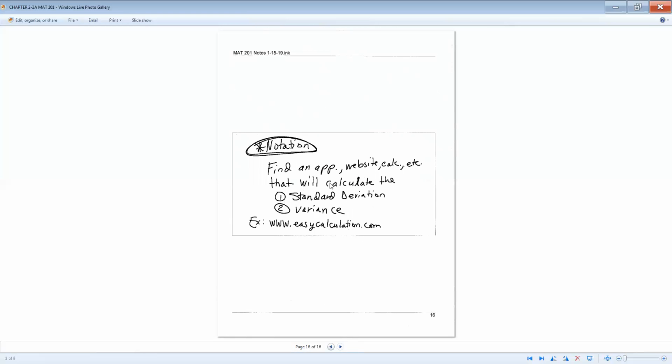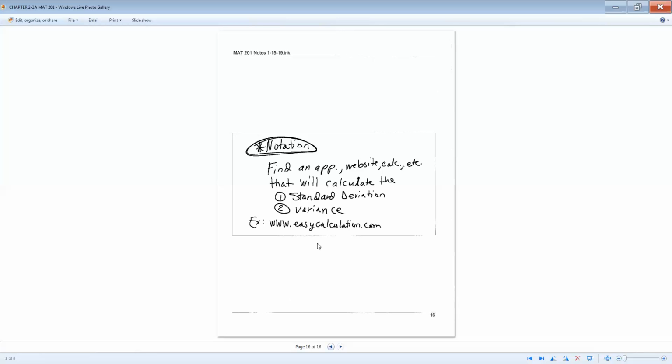All right. So also in this book, it doesn't really call for you to know the process of calculating the standard deviation or the variance. So what I tell you to do is to find an app, website, or calculator that will be able to calculate those things for you. EasyCalculation.com is one that I know for sure works well. But you don't have to lean on that.